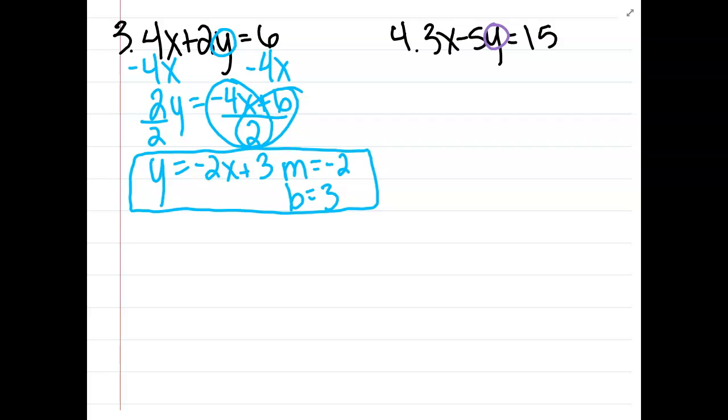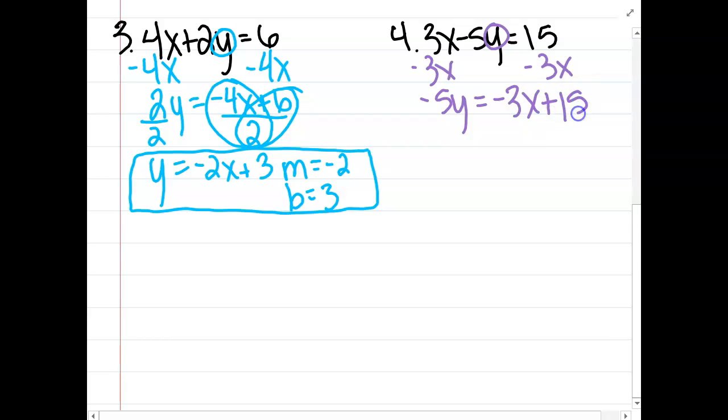Okay, the first thing I'm going to get rid of is the 3x. How are you going to get rid of the 3x? Minus 3x from both sides. Now, when I do that, the negative in front of the 5y didn't go away. It's still negative 5y. And on the right-hand side, we have our negative 3x and then our positive 15.